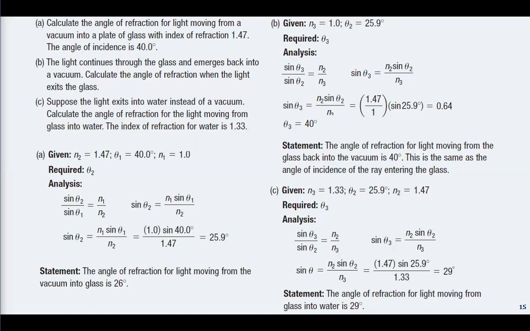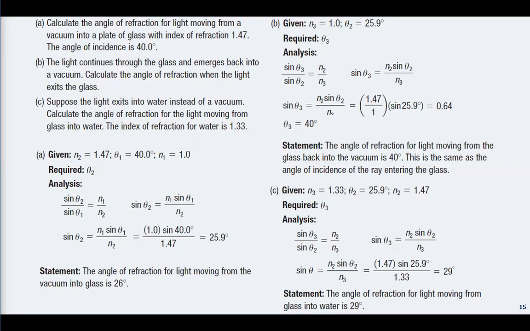In question B, we can use the other form of Snell's law, which is n3 sine theta 3 equals n2 sine theta 2, right? So that gives us sine theta 3 is n2 sine theta 2 over n3, which is approximately 0.64. Therefore, theta 3 is approximately 40 degrees. So the angle of refraction for light moving from the glass back into the vacuum is 40 degrees. This is the same as the angle of incidence of the ray entering the glass.